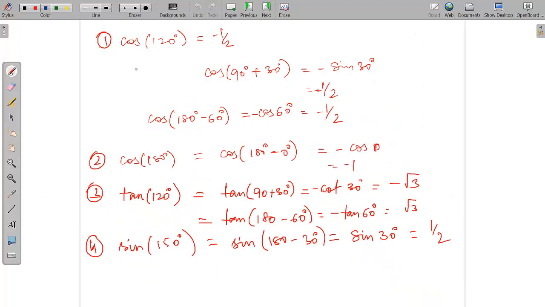So let's say you want to find the value of cos 120 degrees. Generally we remember the values up to 90 degrees, from 0 to 90 degrees. The values of the angles in the other quadrants are not required to be remembered. So what you can do is write cos 120 degrees as cos of 90 degrees plus 30 degrees. So it comes in this quadrant somewhere. So this is the second quadrant.